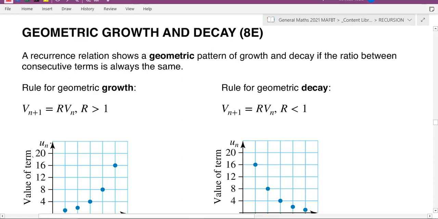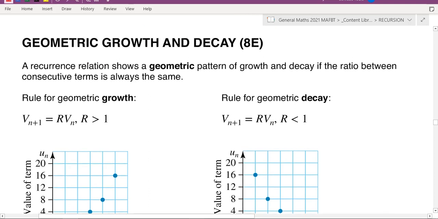So B, C, and D all were about arithmetic. Now we're going to focus on geometric. And I must say they're both actually similar in terms of difficulty. The hardest thing you'll notice is that there are more formulas to consider now. Okay, so we know what a geometric is. It's when you're multiplying or dividing by the same amount.